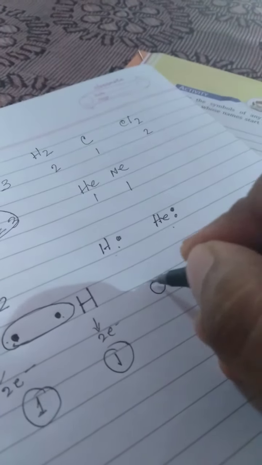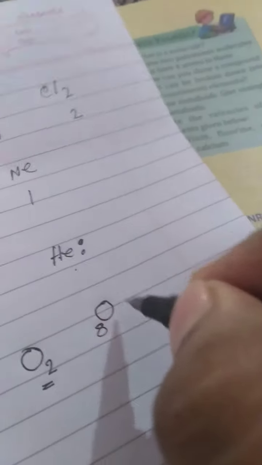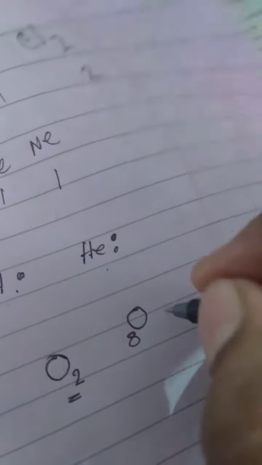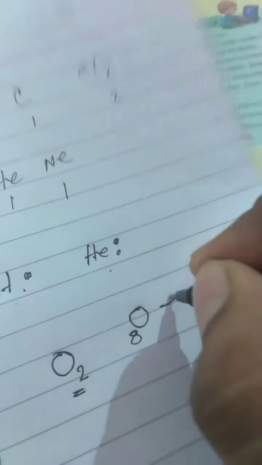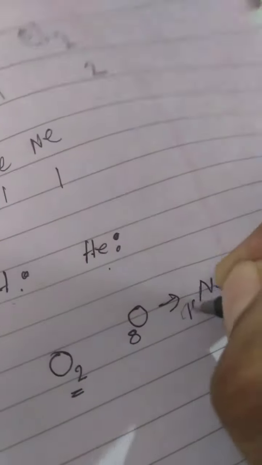Let us understand by another example, say oxygen, O2. Now do you know how many electrons oxygen has? Oxygen has 8 electrons because its atomic number is 8. Now let us understand this. In the oxygen atom we have 8 electrons. Now just think which is the nearest noble gas. The nearest noble gas to oxygen is neon, whose atomic number is 10.